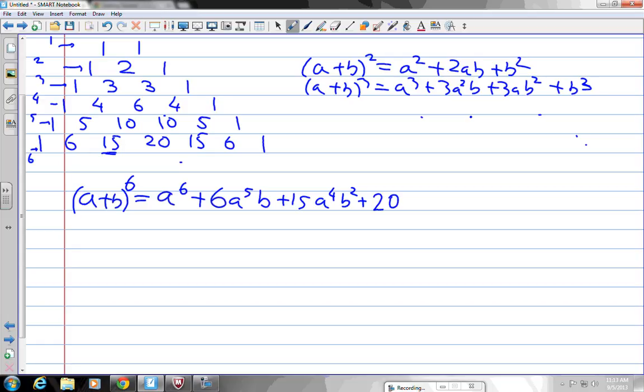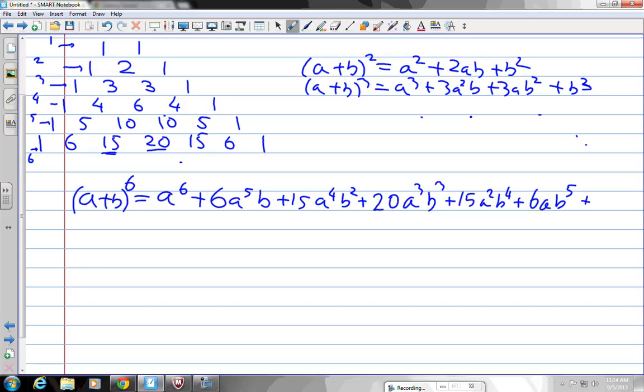Plus 20 a to the 3rd, b to the 3rd. So the coefficient is given by the Pascal's triangle. Reduce b, reduce a, increase b. So what's the next step? Plus 15 a squared b. Right. Reduce a, increase b. At each step, the sum is always 6. What's the next step? Plus 6 a b to the 5th.